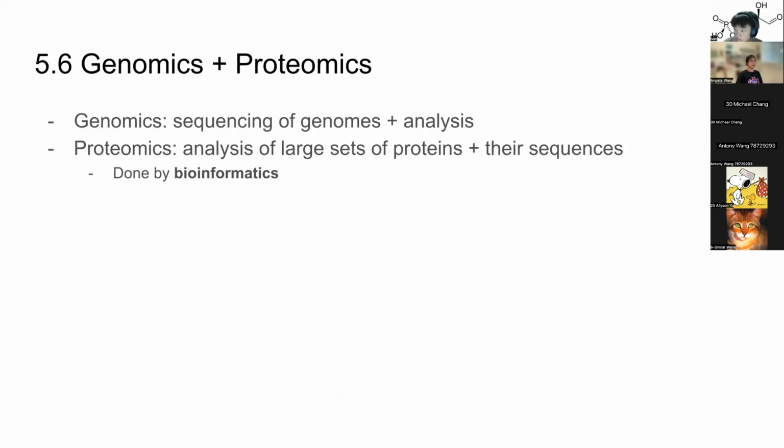So a little bit about genomics and proteomics. These aren't tested very frequently, I guess. Genomics is basically using sequences of genomes to analyze them, and then proteomics is basically the analysis of large sets of proteins and also their sequences. This is done by bioinformatics, which is using software to analyze and process large amounts of data.